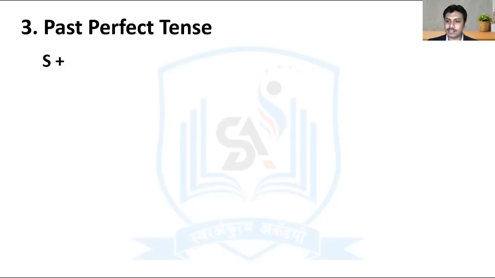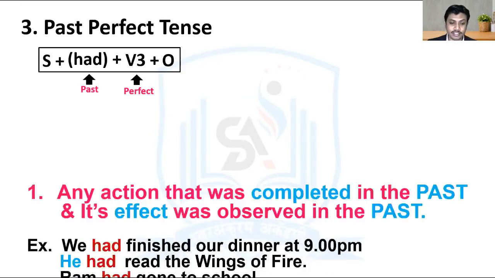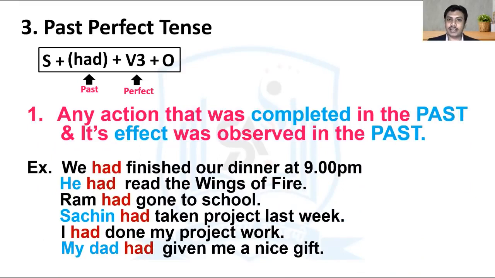So far, you must have realized that we use present forms most of the time. Okay. Now, past perfect is nothing but had plus V3, where had indicates past and V3 indicates perfect. So it is past perfect tense. Now, one similarity and one difference. What is the similarity?